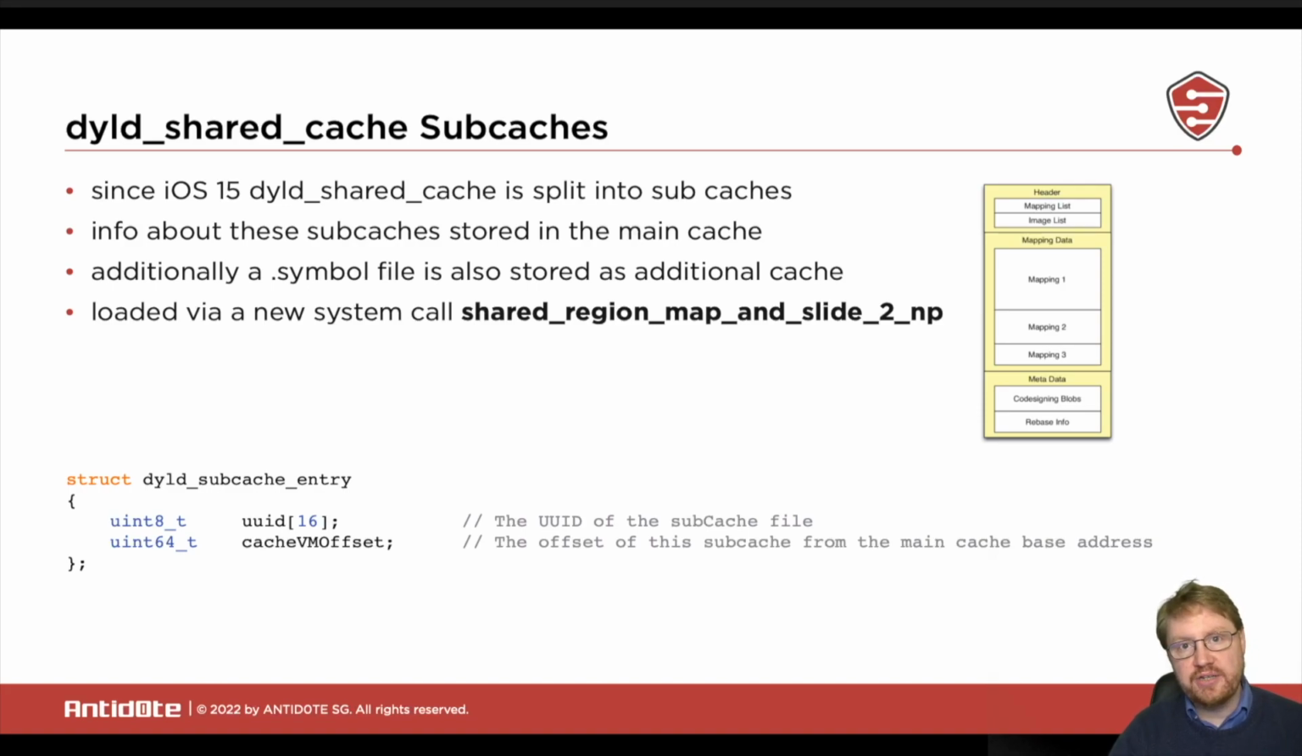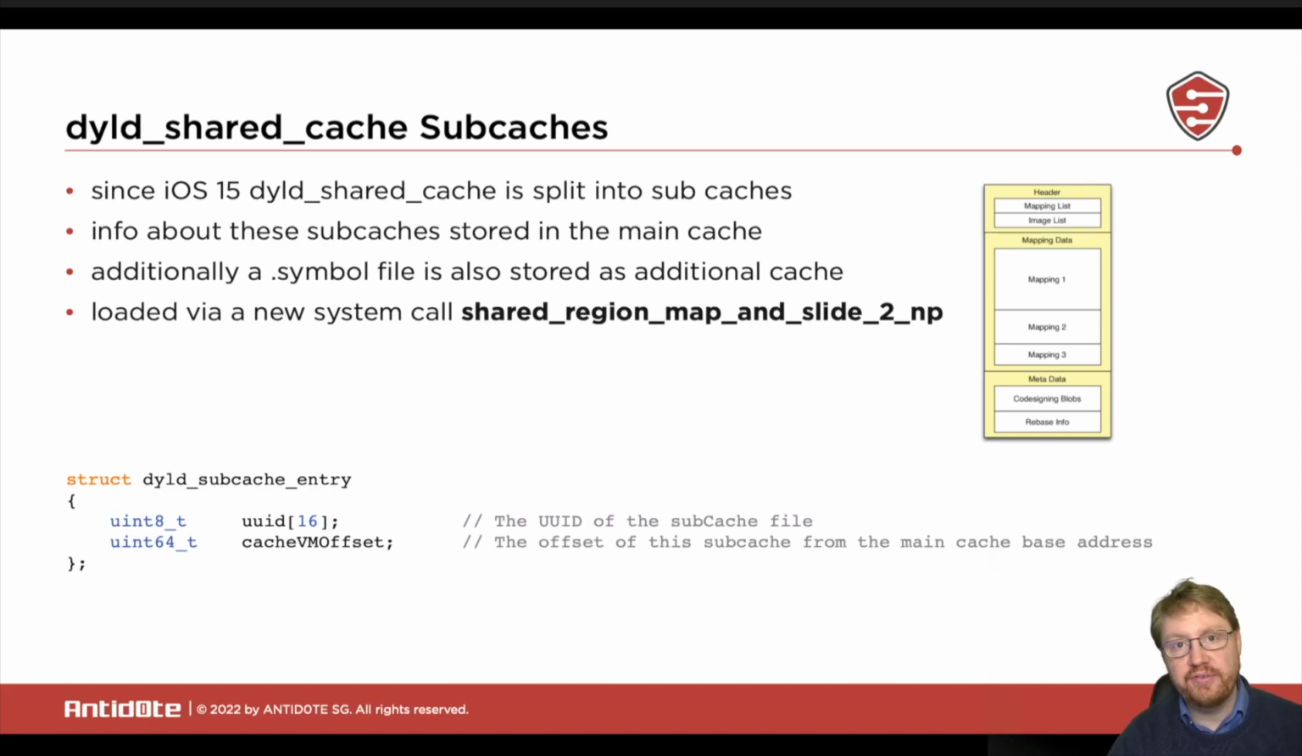How many sub-caches there are and everything is defined inside the header since iOS 15. And in addition to all the sub-caches that it defines, there's now an additional sub-cache added that is basically just a giant symbol file. And this is very handy for a reverser or security researcher, because it gives you a lot of symbols all over the libraries of the target system.